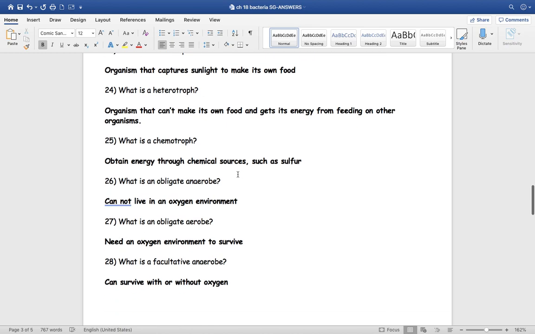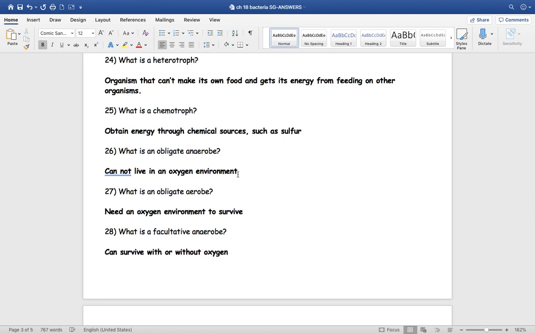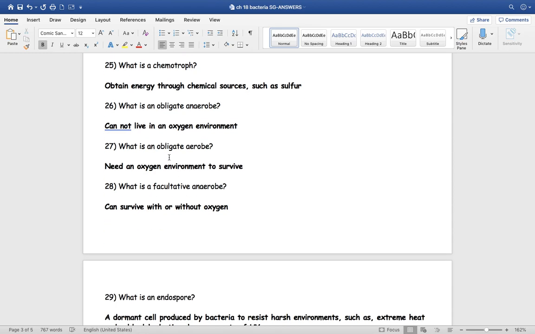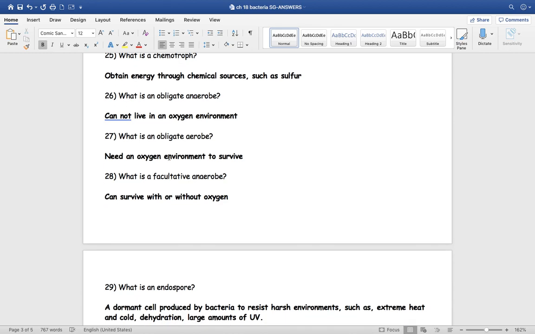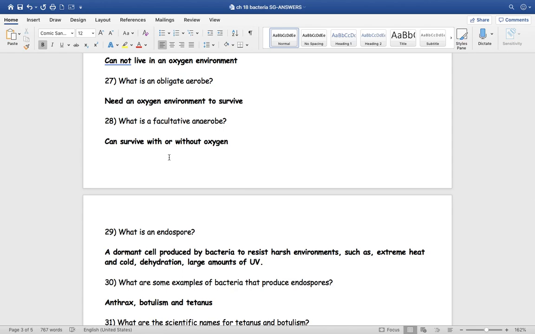What's an obligate anaerobe? Obligate means it has to be one way or the other. It cannot live in an oxygen environment. So anaerobe means no oxygen, so it absolutely cannot live with oxygen. An obligate aerobe means it has to have oxygen in the environment to survive. What is a facultative anaerobe? That means it can live with or without. So facultative means it can do either way. Obligate means only one way. And then anaerobe means no oxygen, and aerobe means oxygen.